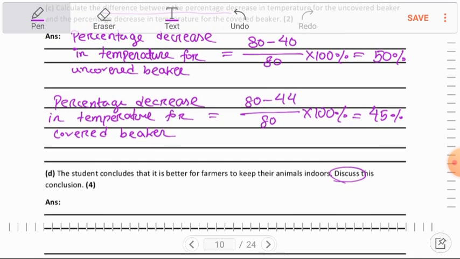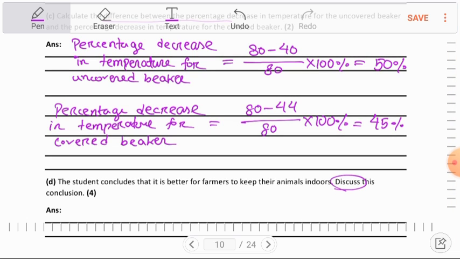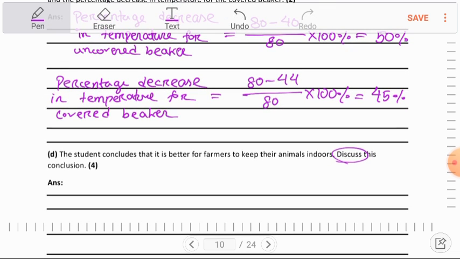Like from part C we can see that animals that are kept outdoors have a 50% decrease in body temperature, and animals that are kept indoors have a 45% decrease in their body temperature. The percentage decrease from the two differences is 5%, and 5% is a very small difference. So a very small difference is not always considered to be valid.